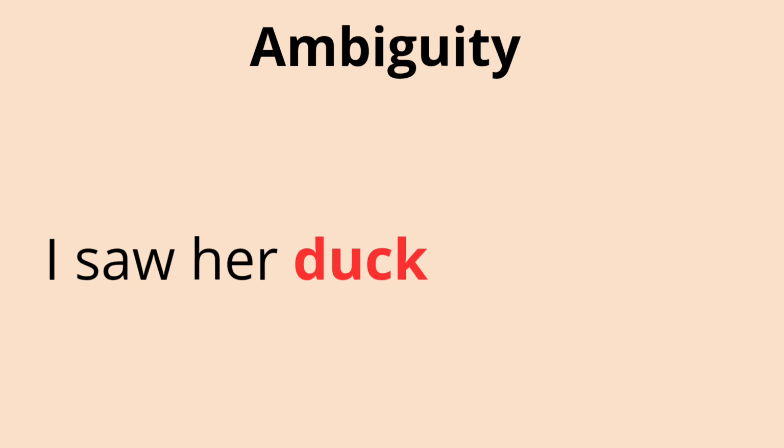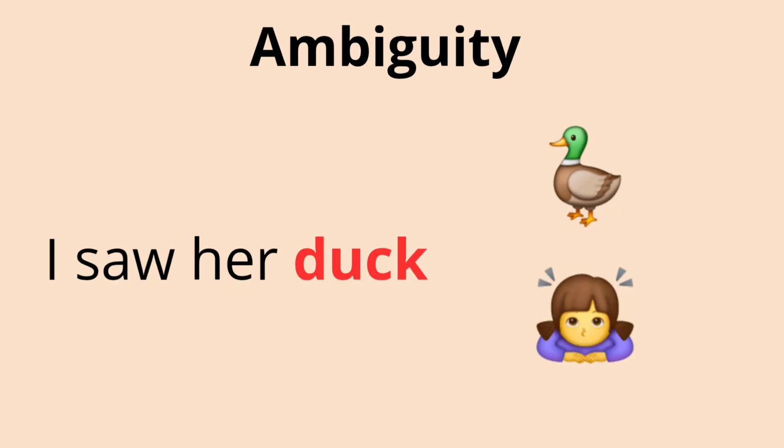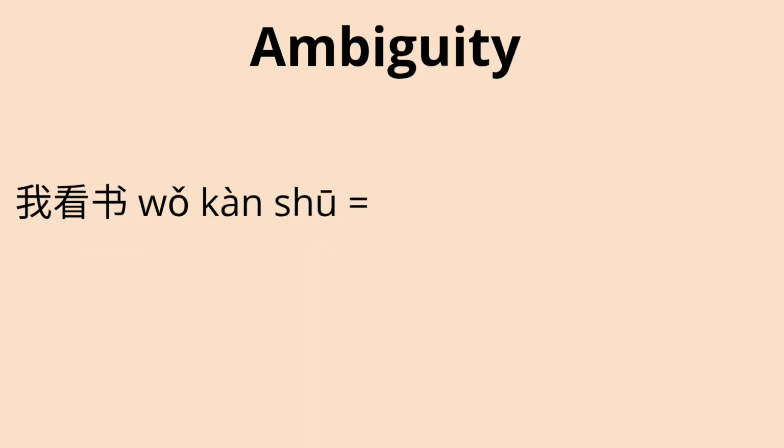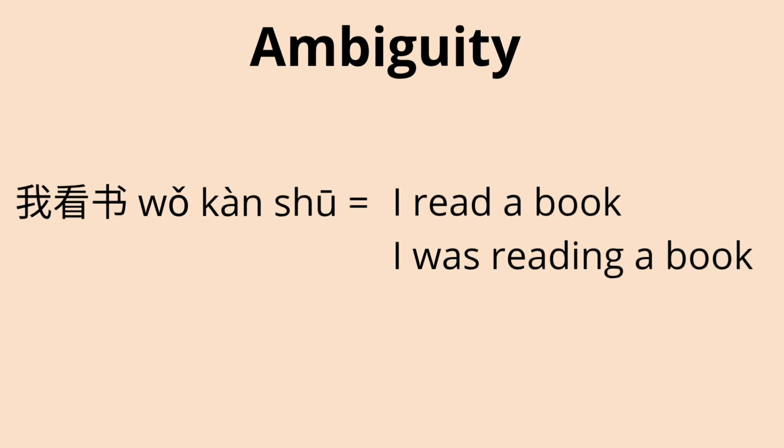Because there are no case markers, gender, or number endings within words, analytic languages can sometimes be ambiguous if the context isn't clear. Let's take for example the English sentence, I saw her duck. This could mean, I saw a duck, the bird, belonging to her, or I saw her lower her head quickly. Same thing in Chinese. 我看书 could mean, I read a book, I was reading a book, or I will read a book. The tense is understood from context or shown with optional particles.